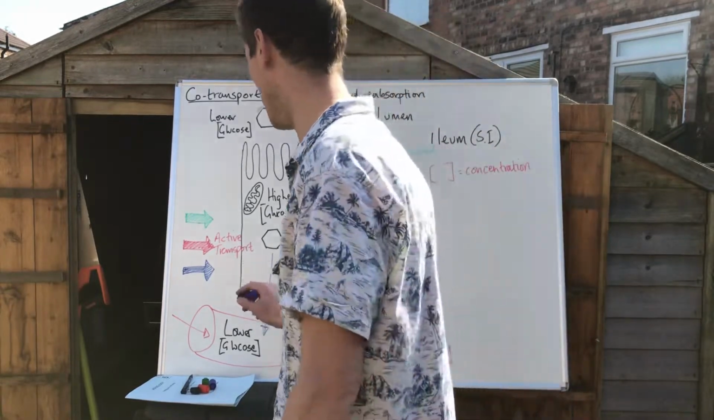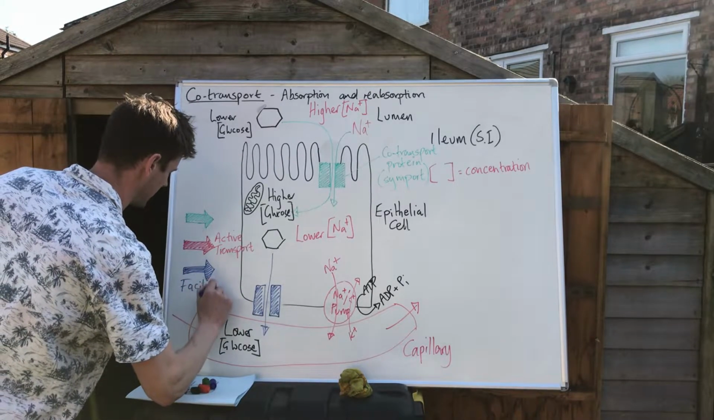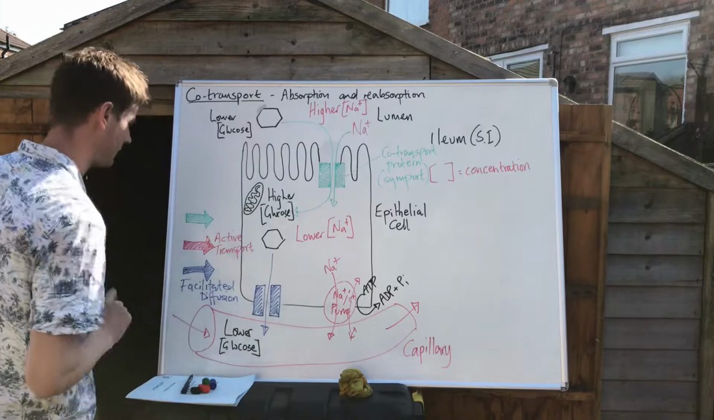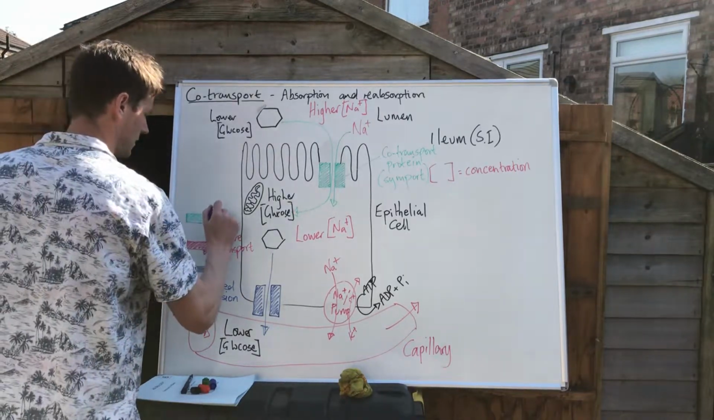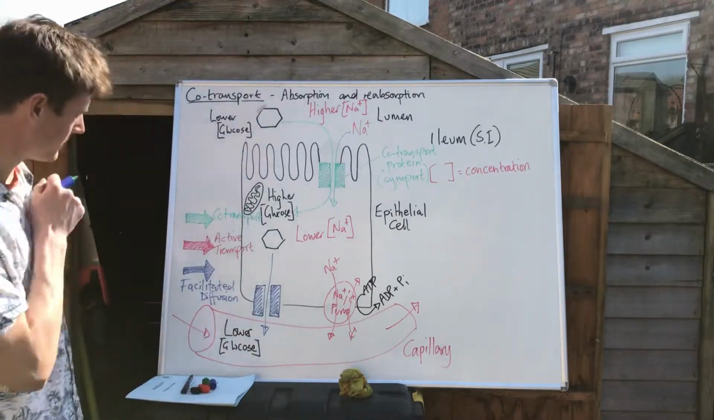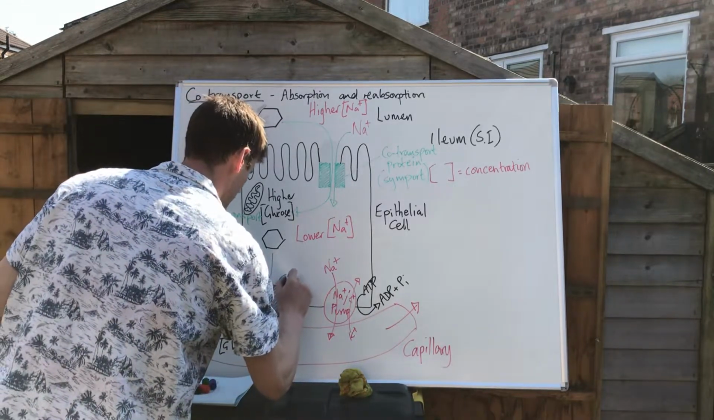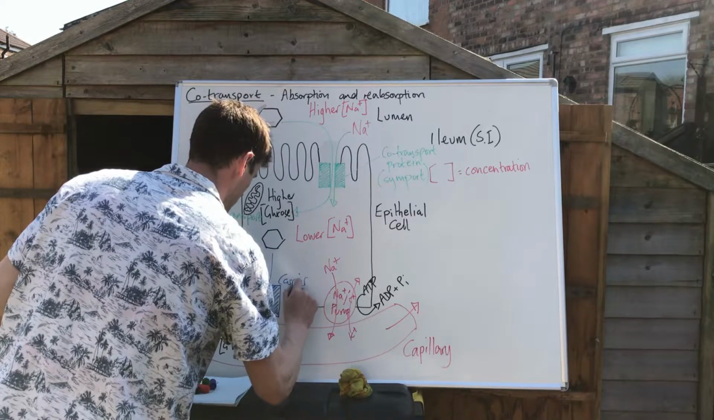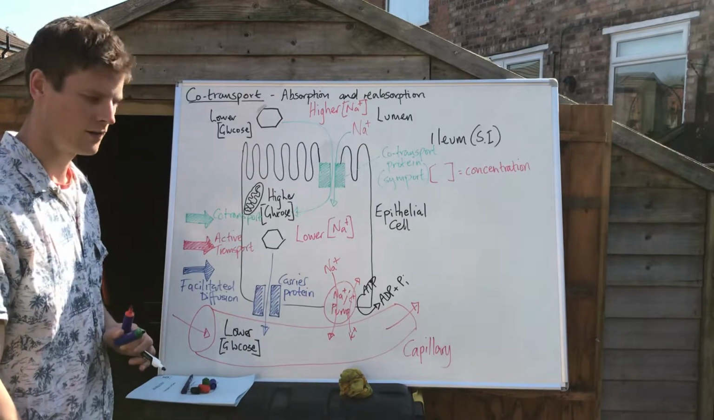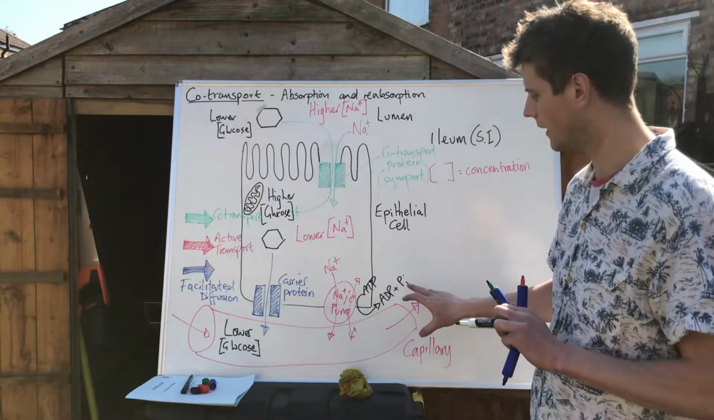So let's just fill in some gaps here. These blue arrows represent facilitated diffusion. The green arrow represents co-transport. This is a carrier protein here. And I think that is everything. So that's co-transport. Just to reiterate the key points.